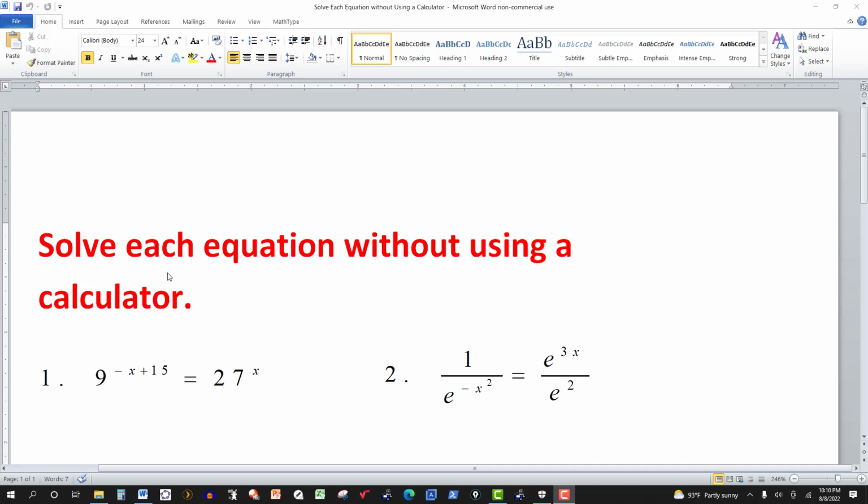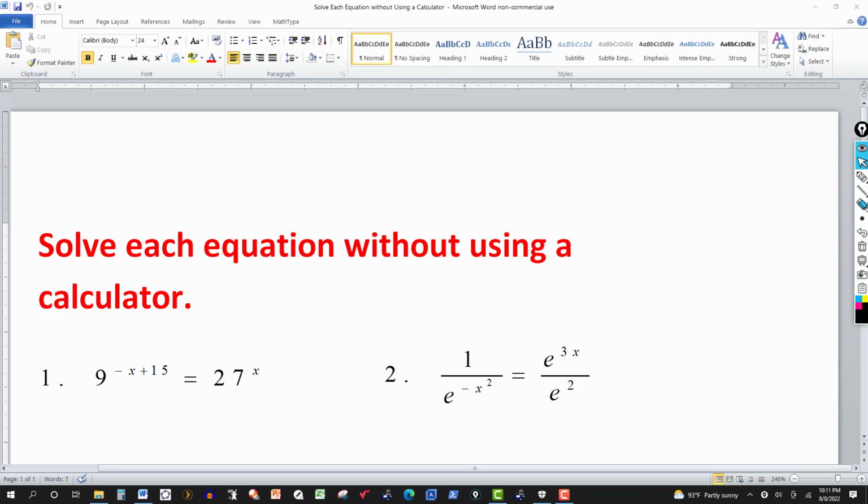So in this video we want to solve two exponential equations without the use of a calculator. Using a calculator we can take the log of both sides, either base e or base 10, and come up with a solution. It could get messy, but it says to do it without a calculator. So you can pause the video here if you want. There's only these two problems here.